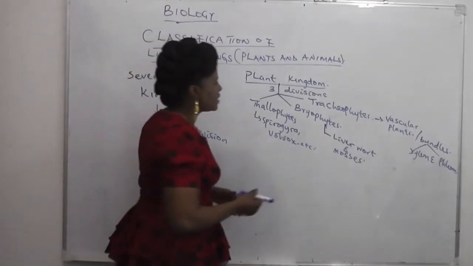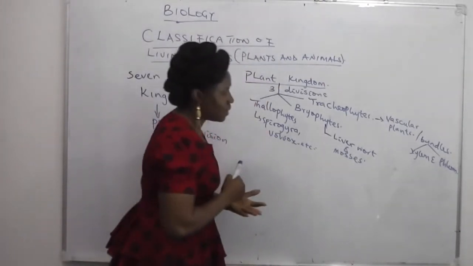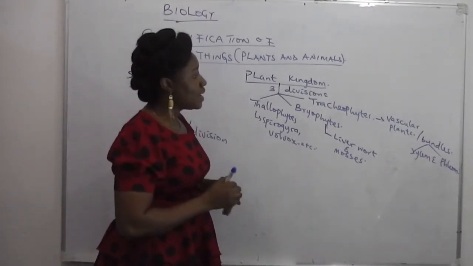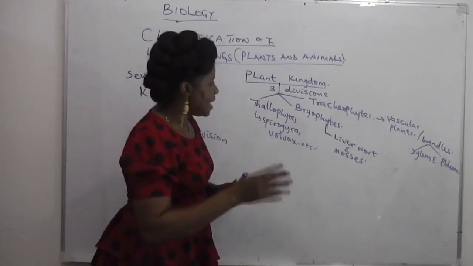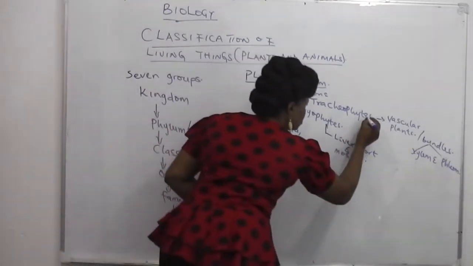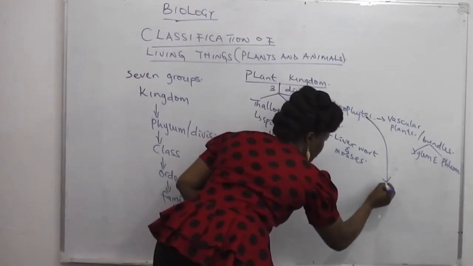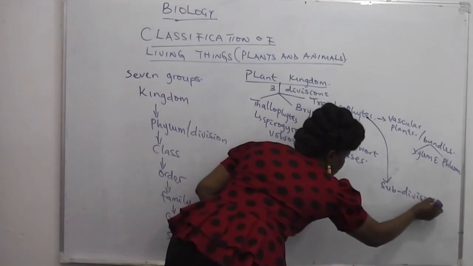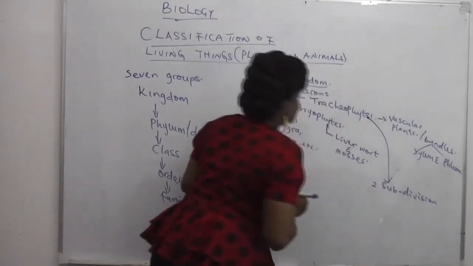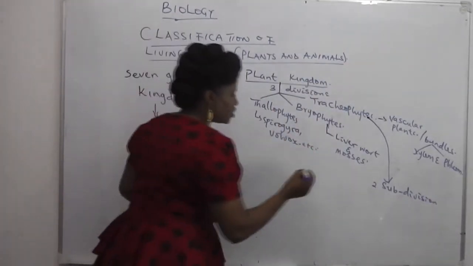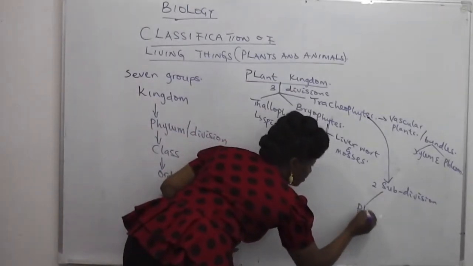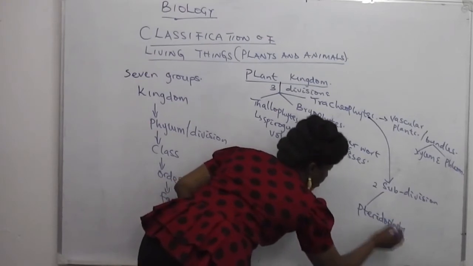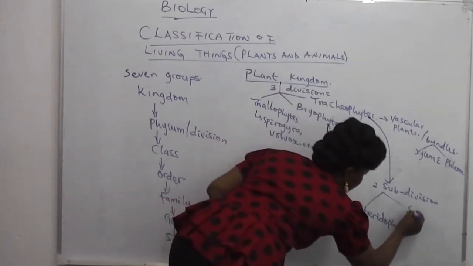Now this Trachyphyte, since it is also known as vascular plant, is one of the largest divisions in the plant kingdom. That's why it's further subdivided into two. Now we have two subdivisions of Trachyphyta. The first one, we have the Pteridophyta, and we have the Spermatophyta.